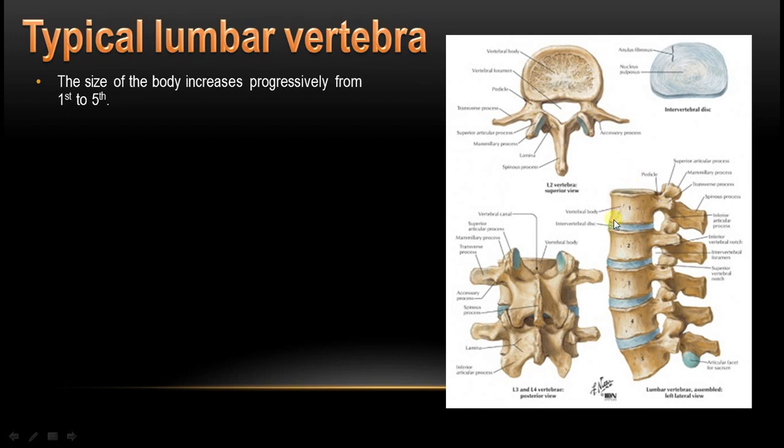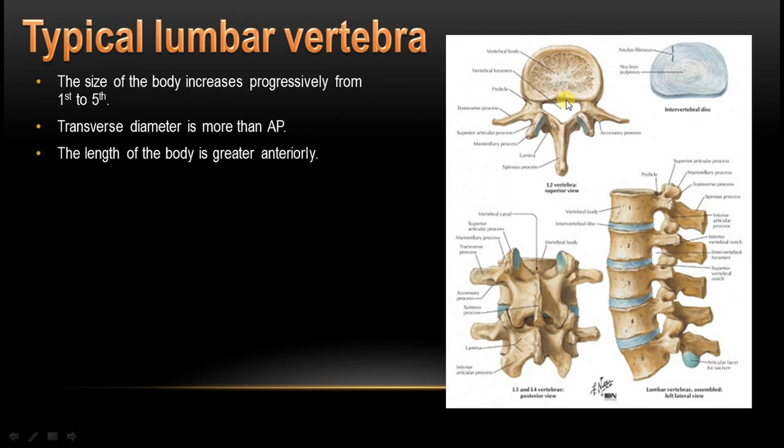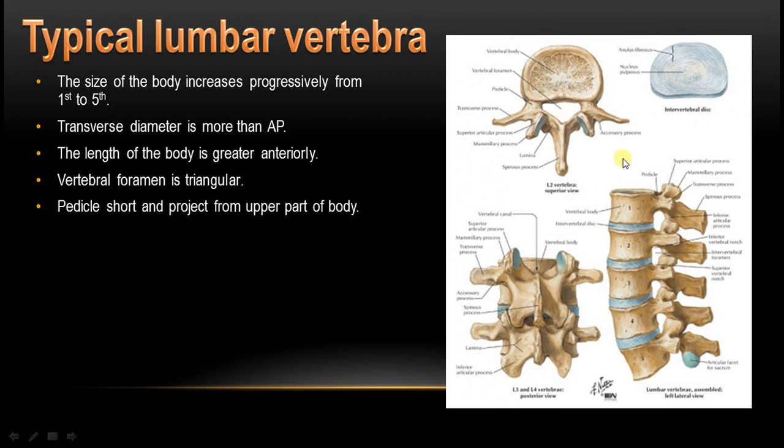If you look at the anterior part, the length of the anterior part of the body is more compared to the posterior part. Then the transverse diameter is again more as compared to the anteroposterior diameter. The length of the body is greater anteriorly. The shape of the vertebral foramen is triangular, whereas in the thoracic vertebra it is circular. So a short pedicle projecting from the body, and then the inferior vertebral notch, as I told you, is very deep, and a quadrilateral spine.